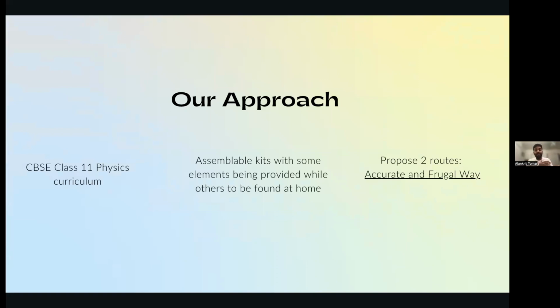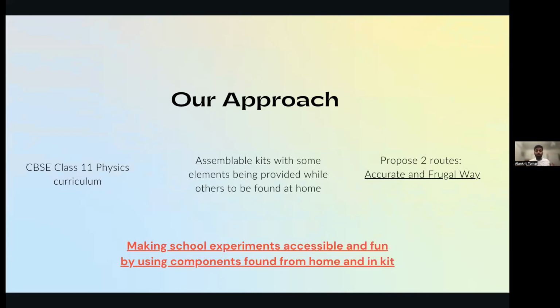What we are proposing is that we will have assemblable kits with some elements provided, while we encourage kids to find other elements for their experiments at their home itself. To do a specific experiment, we want to tackle it in an accurate way and in a frugal way, so we propose two routes to do the same experiment. Essentially, our goal is to make school science experiments accessible and fun by using components found at home and in the kit that we are trying to provide.